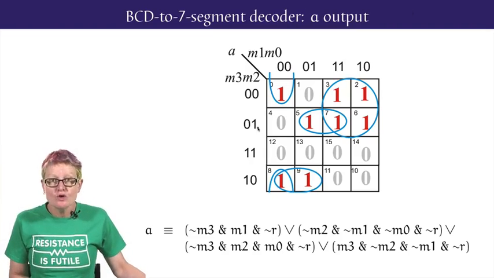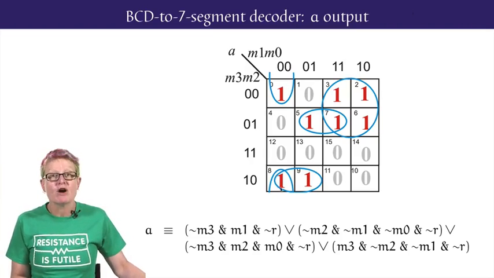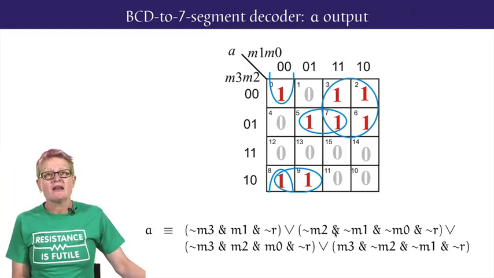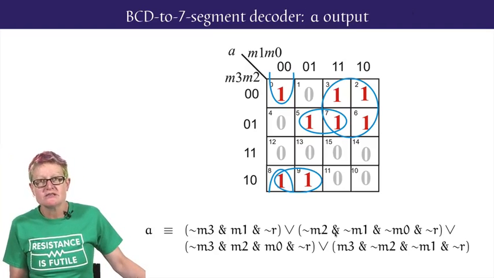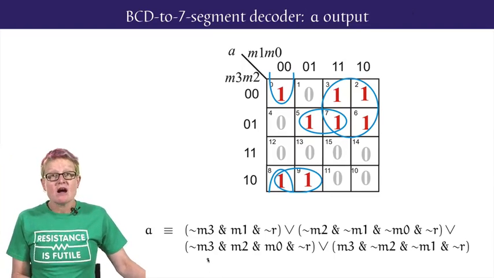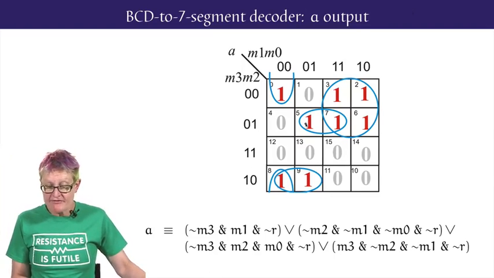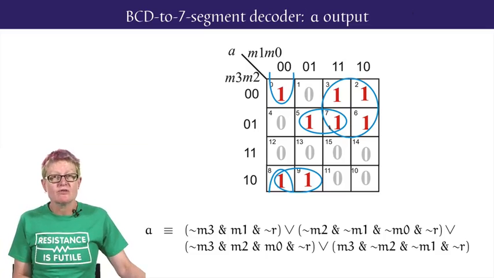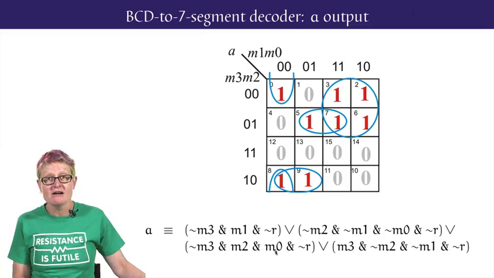The size 2 loop of cells 0 and 8 cancels M3, and the resulting conjunction is not M2 and not M1 and not M0 and not R. The size 2 loop of cells 5 and 7 cancels M1, and the resulting conjunction is not M3 and M2 and M0 and not R.